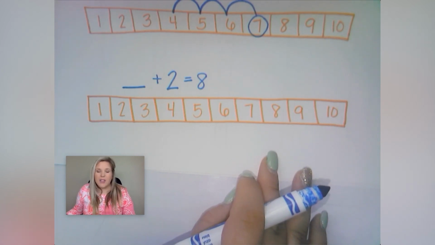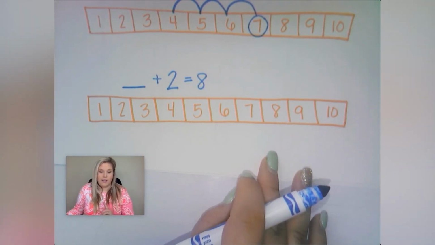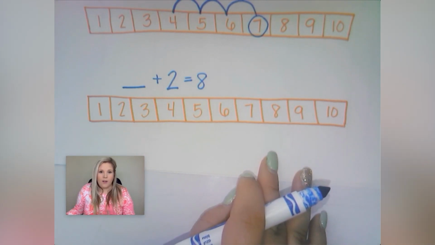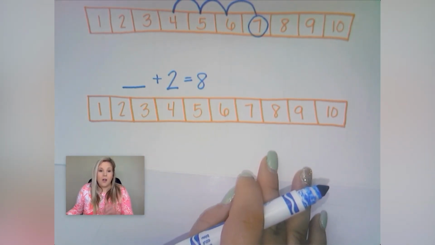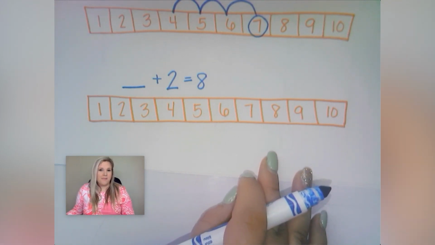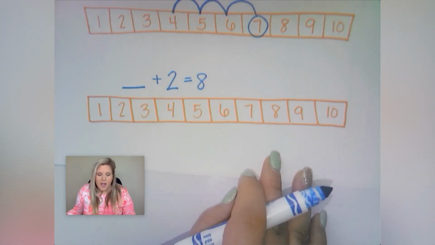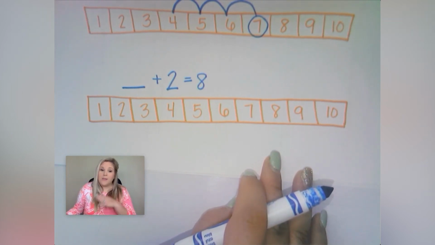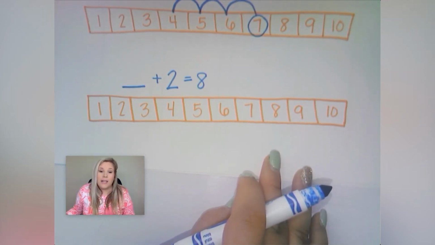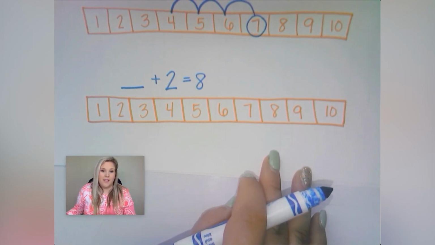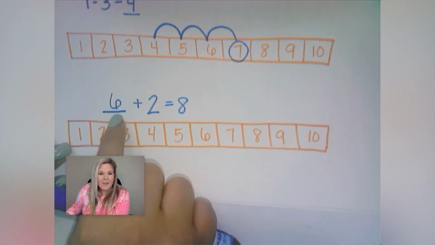All right, it looks like everyone's done out there. So if you counted on, I want you to hop 2 times on 1 foot only. Okay? If you counted back, I want you to clap 2 times. All right, that was fun.